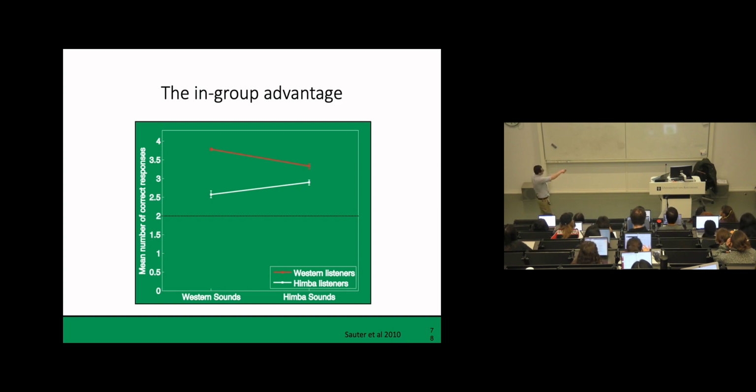She found that for Western listeners, they were more accurate when listening to Western sounds than when listening to Himba sounds, right? This is a significant difference. So Westerners were better with Western sounds than Himba sounds. But Himba listeners, on the other hand, were more accurate when listening to Himba sounds than Western sounds.